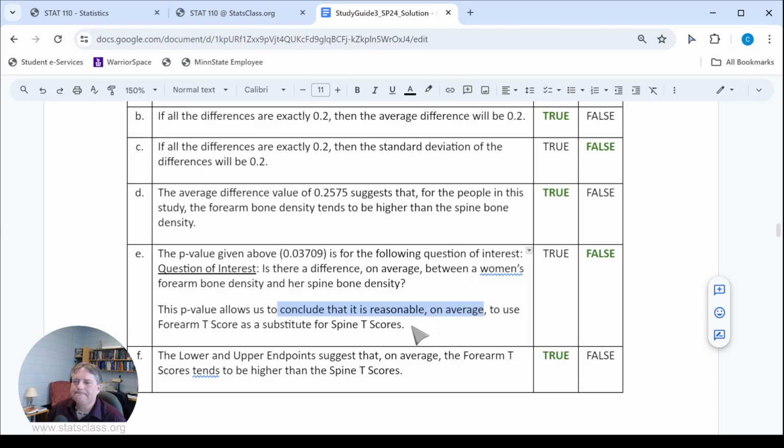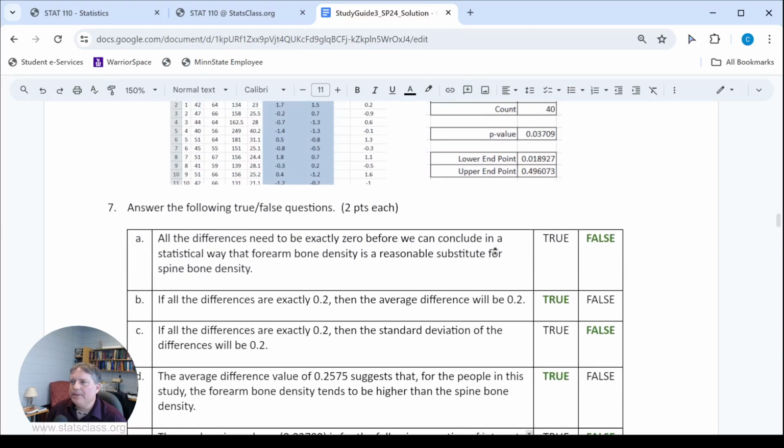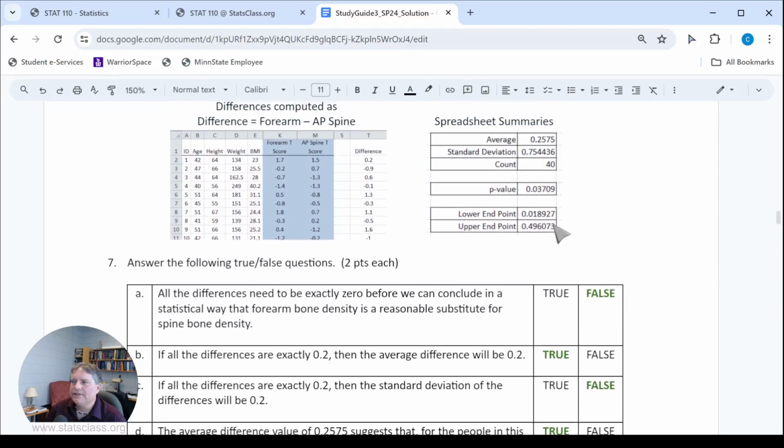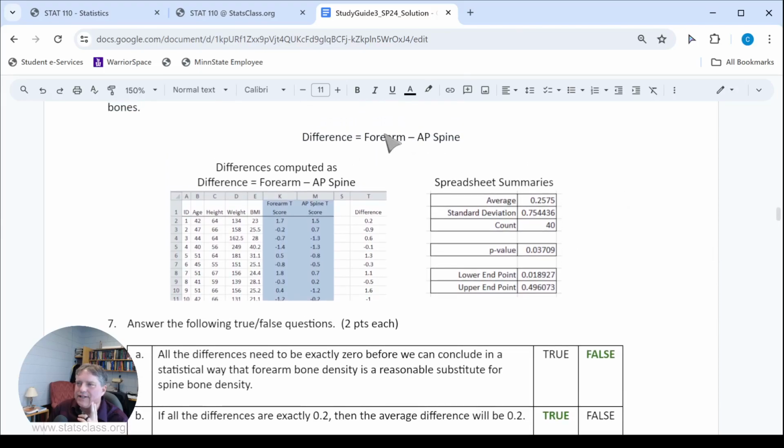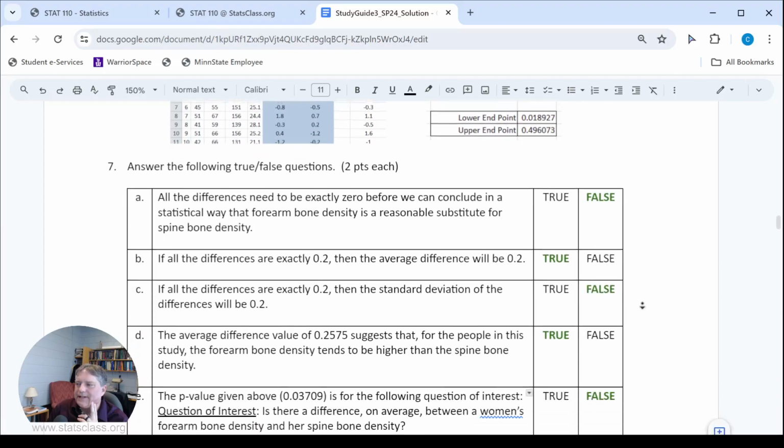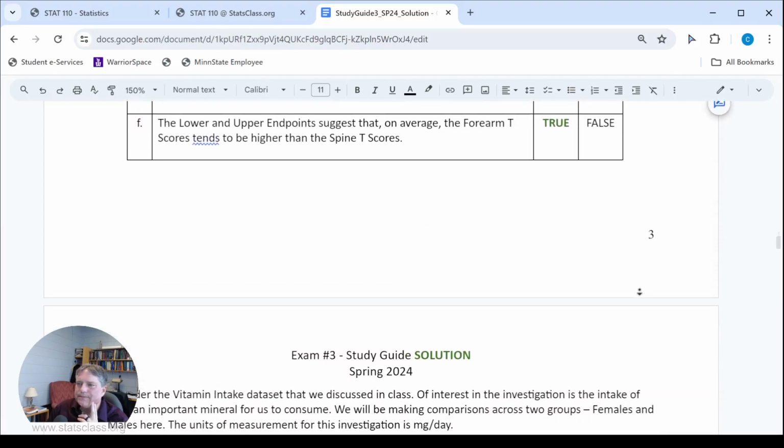The lower and upper say on average that forearm t-scores will tend to be higher than spine. Let's go back up here. This interval is completely positive. All positive, so that doesn't go down to 0. 0 would be where they're the same. This is an entirely positive interval, so that means whatever I put first is going to be higher. So on average, I can say that the forearm is higher than the spine here. So that is going to be true.